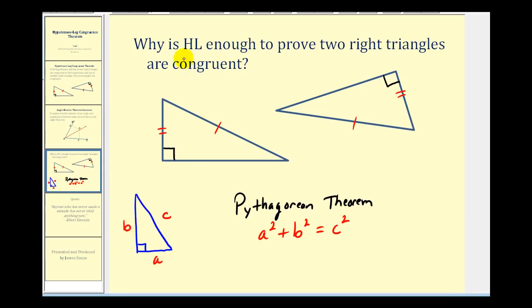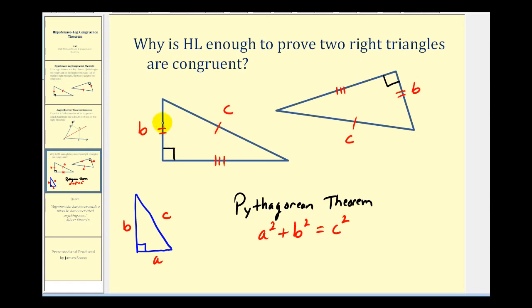So if we had hypotenuse leg congruence, this would be C, and we could call this leg A or B. Let's go ahead and call it B. Now if we take a look at our equation here, if B squared and C squared would be the same for both of these right triangles, it only makes sense that A squared, or A, would also be the same. So by using the Pythagorean theorem, we could show that the other leg, this leg here, is congruent to the corresponding leg in the other right triangle.